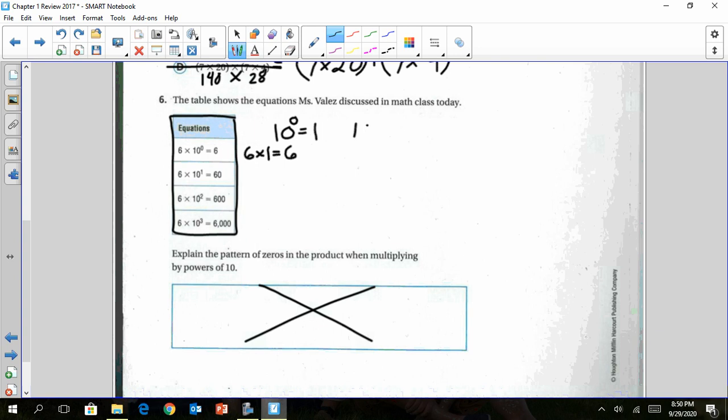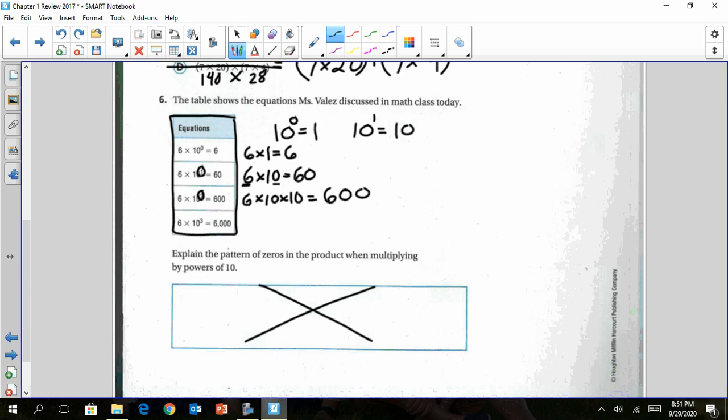10 to the first power is just 10. So we're talking 6 times 10, which would give us 60. A 6 with 1 zero. The exponent tells us how many zeros there's going to be. 6 times 10 would be 60. 6 times 10 to the second tells us there's going to be a 6 and 2 zeros. That's the same as 6 times 10 times 10, because there are 2 10s there. The answer would be 600.